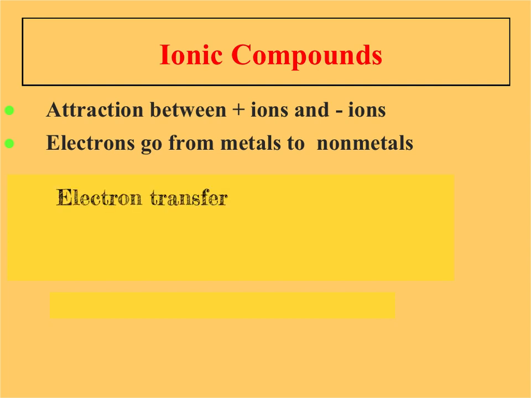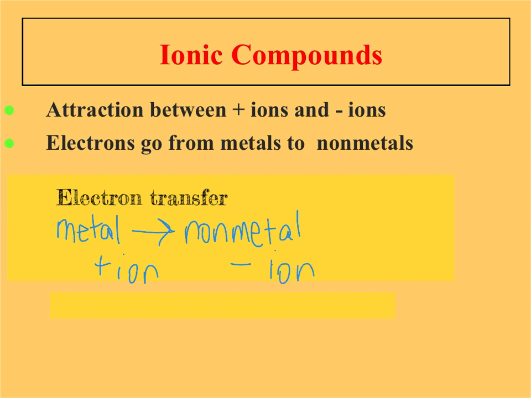So for the electron transfer, we start at the metal and the electron goes to the nonmetal, which means the metal becomes a positive ion and the nonmetal becomes a negative ion. These are the two things that are going to attract to one another, the positive and the negative, because opposites attract. The electrons lost in the metal will always equal the electrons gained by the nonmetal. That's how the compounds are formed.